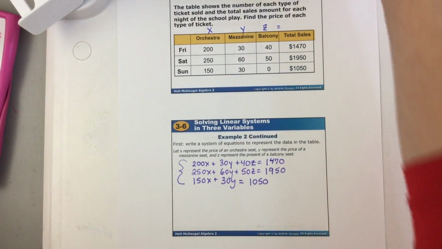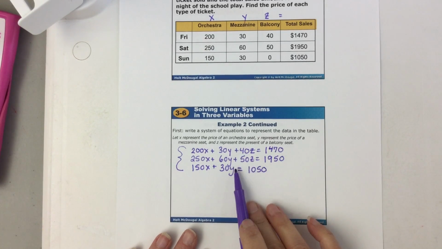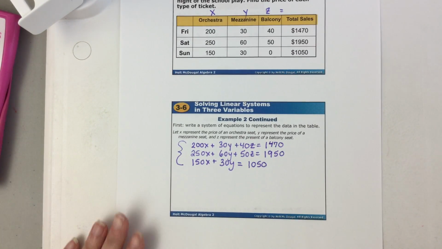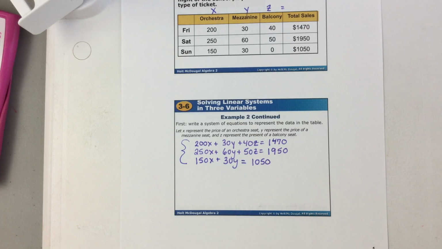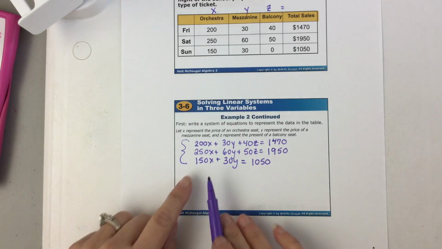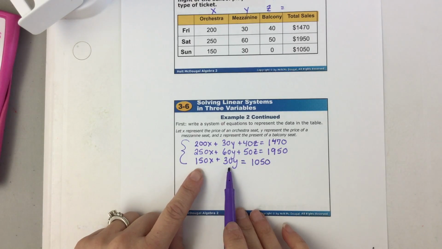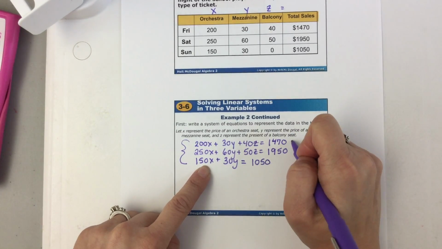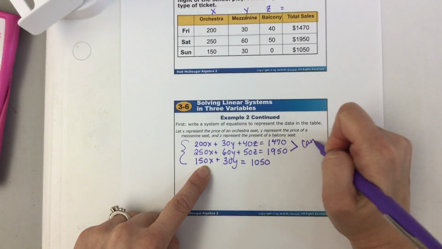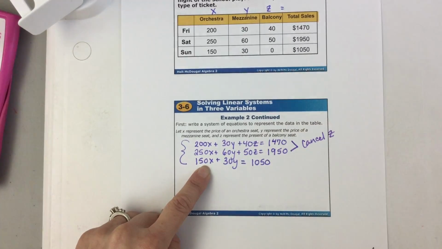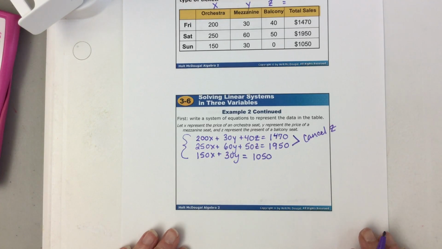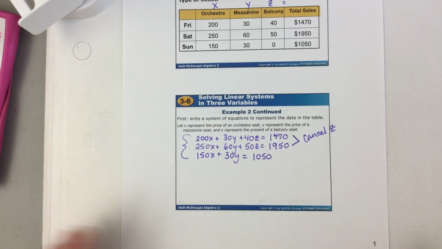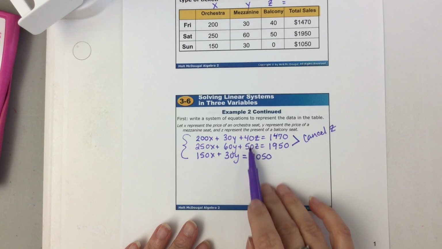Now here's the deal. When you're going from a 3 by 3 system, remember your goal is to ultimately break it down into a 2 by 2, so that way we can use the skills that we used way at the beginning of the chapter. Well, here's the cool thing. I already have an equation that only has 2 variables. This only has an X and a Y. So if I take these 2 and I cancel Z, I would have 2 equations that only have 2 variables and I could proceed. So I need to cancel a Z.